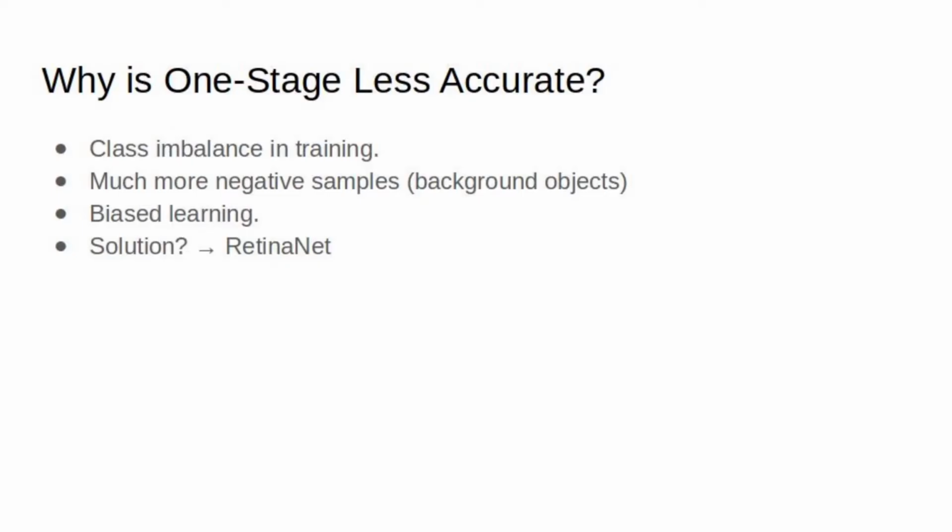And this is why the one-stage detectors are less accurate, because all these negative classes will cause class imbalance since there are so many more negative samples. And this will cause biased learning and it will be less accurate. So the solution to this problem is RetinaNet, which they propose.